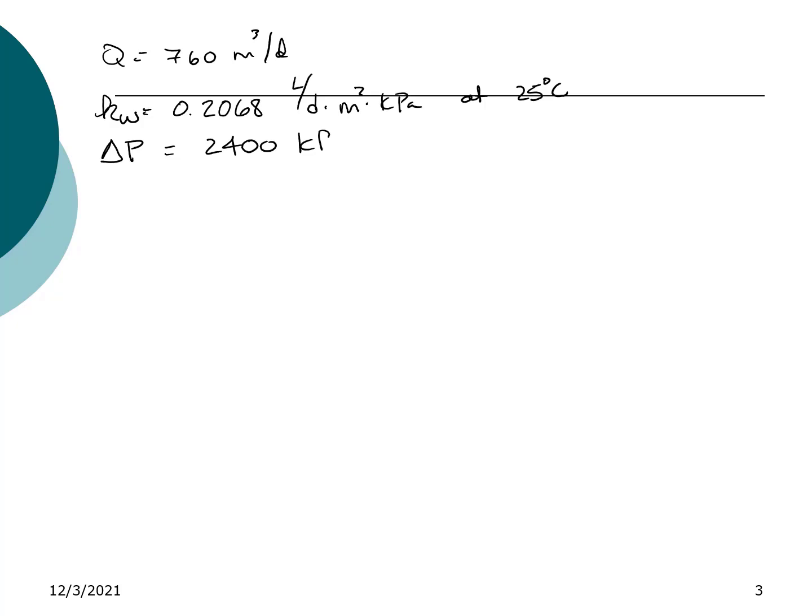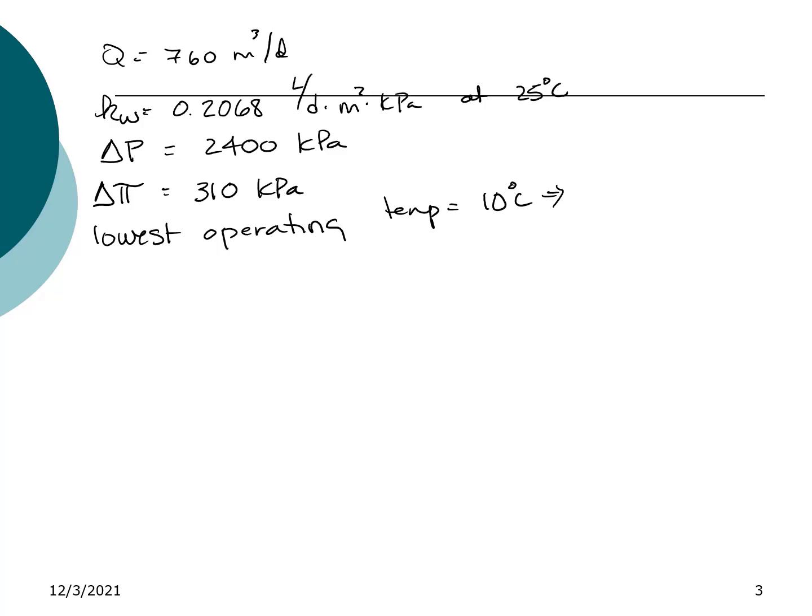So we have Q equals 760 meters cubed per day. Permeation constant is 0.2068 liters per day per meter squared per kilopascal at 25 degrees C. Transmembrane pressure is 2400 kilopascals. Difference in the osmotic pressure is 310 kilopascals. The lowest operating temperature is 10 degrees C, and we are told that the area at 10 degrees C is equal to 1.58 times the area needed at 25 degrees C.